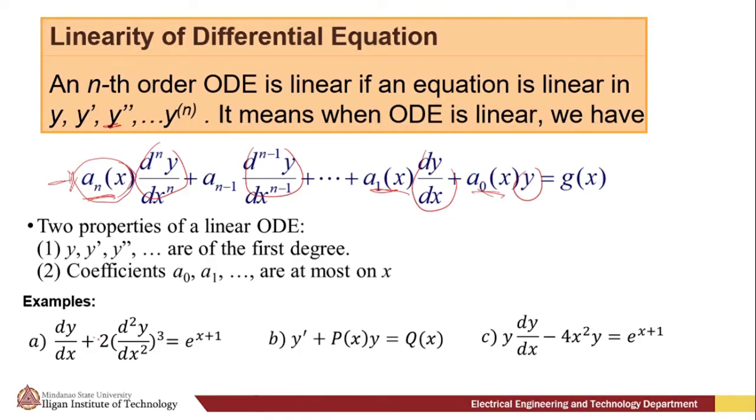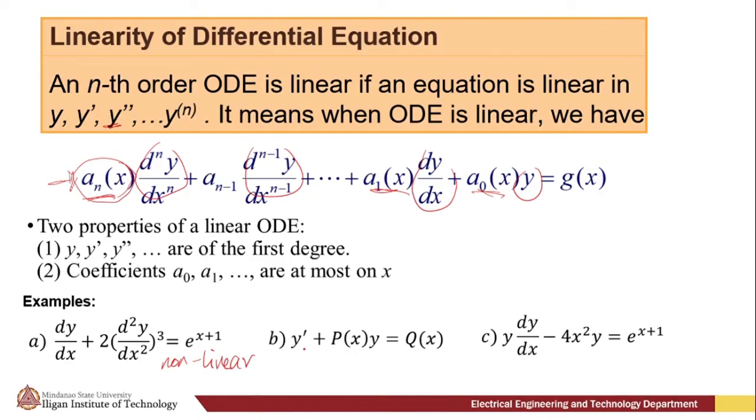For example here we have dy over dx plus 2 times d squared y over dx squared raised to 3 equals e raised to x plus y. Our dependent variable here is y, and this one is being raised to the third power. So this is a non-linear differential equation.